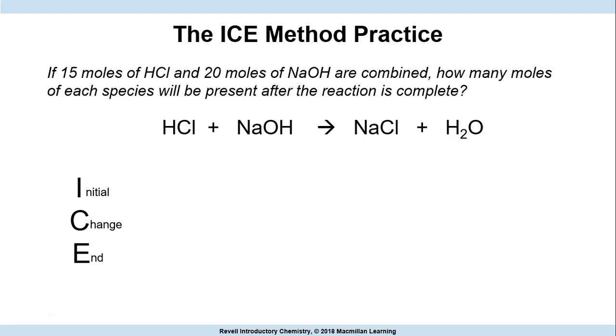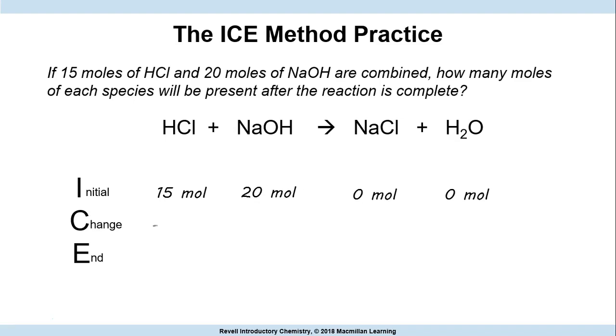So if we are using the ICE method, let's state out what we have. Initially, we have 15 moles of hydrochloric acid and we have 20 moles of sodium hydroxide. We don't have any sodium chloride or water, so we have 0 moles of each. Now, looking at the balanced chemical equation, we see that 1 mole of hydrochloric acid reacts with 1 mole of sodium hydroxide, to form 1 mole of sodium chloride and 1 mole of water.